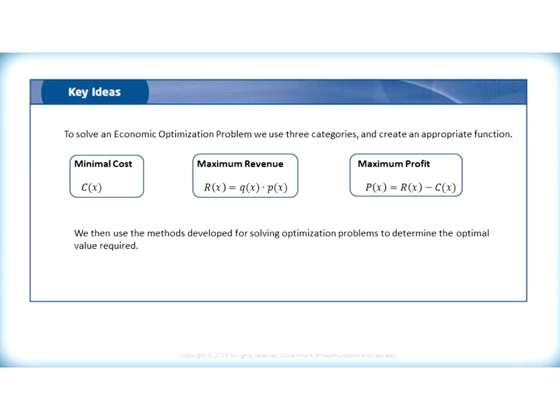And let's look at all the things that we talked about today. We talked about three types of economic situations: when we want to minimize our cost, when we want to maximize our revenue, or when we want to maximize our profit. And when we use the methods that we already developed for solving optimization problems, we can determine the optimal value of the thing required. The only thing that's a little bit different here that you have to make sure you get in your head is you have to know the situations and how to set up the equations for each of those three things and what they mean.